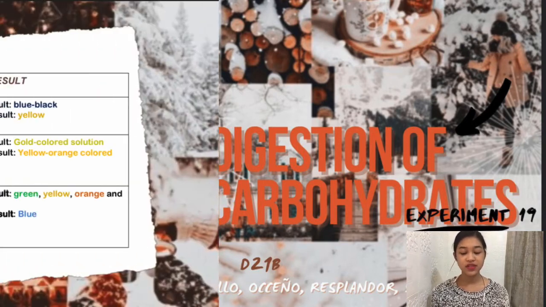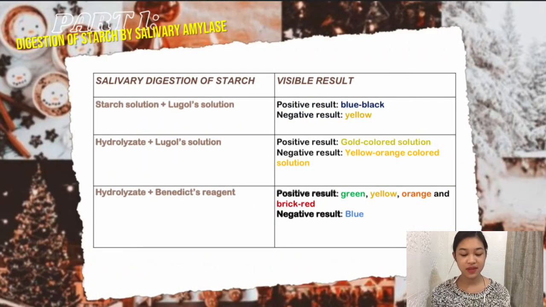Part 1. Digestion of starch by salivary amylase. Starch solution plus glucose solution will give a visible result of blue-black color for positive and yellow for negative. Hydrolysate with glucose solution will have a gold-colored solution for the positive and yellow-orange for the negative. Hydrolysate and Benedict's reagent will give a green, yellow, orange, or brick red color for the positive and blue for the negative.